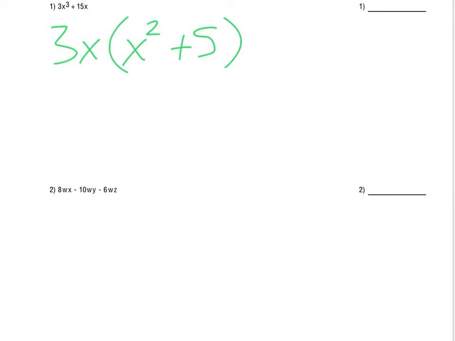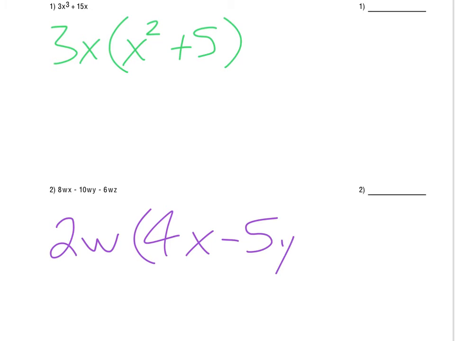Looking at number 2, we have a trinomial. So looking at the number part that we can factor out for 8, 10, and 6, the greatest common factor there is a 2. And each of those terms has a w in it, so we can factor out a 2w. All we do is divide the 8wx by the 2w, that gives us 4x. Dividing the 10wy by 2w gives us 5y, and dividing the 6wz by 2w gives us 3z. Notice on those, just figuring out which sign to use, whether it's plus or minus, and going from there.